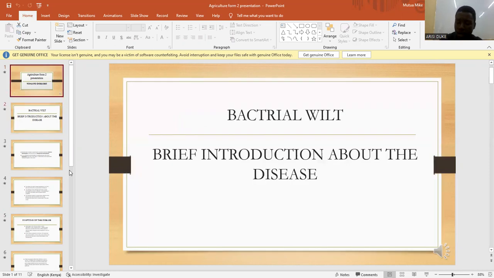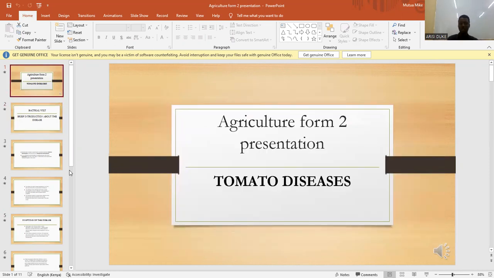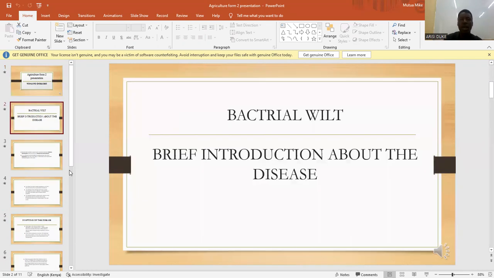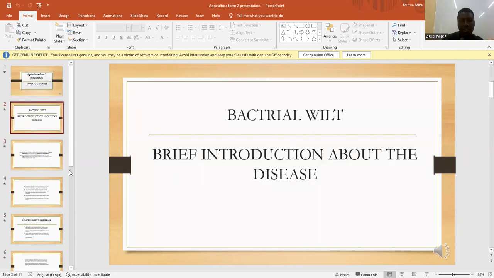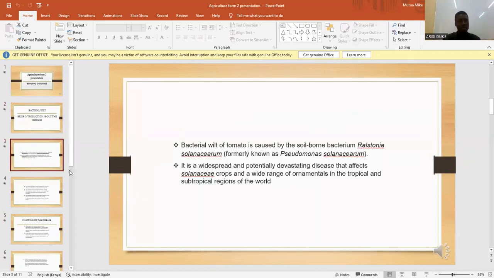So there are different types of diseases that affect tomatoes. There's bacterial wilt, there's a viral disease, and there's blight. Actually, today we want to see bacterial wilt. This disease is caused by a pathogen, and we find that this pathogen enters into the plant and affects the crop itself. So let's start with a brief introduction of this disease, that is bacterial wilt.